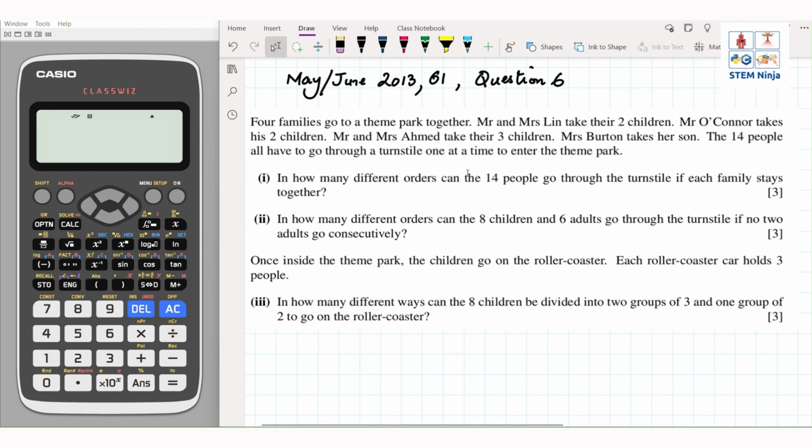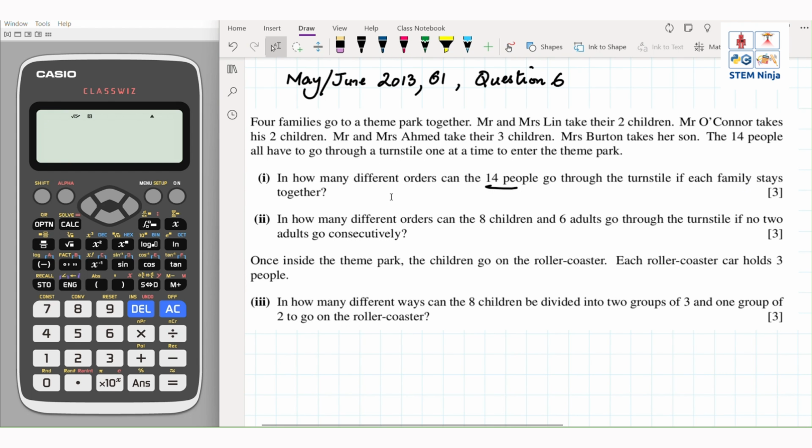Okay, so four families go on a theme park together. Mr. and Mrs. Lynn take their two children. Mr. O'Connor takes his two children. Mr. and Mrs. Hammad take their three children. Mrs. Burton takes her son. The 14 people all have to go through a turnstile one at a time to enter the theme park. In how many different orders can the 14 people go through the turnstile if each family stays together?